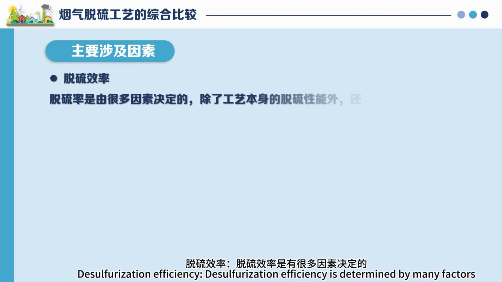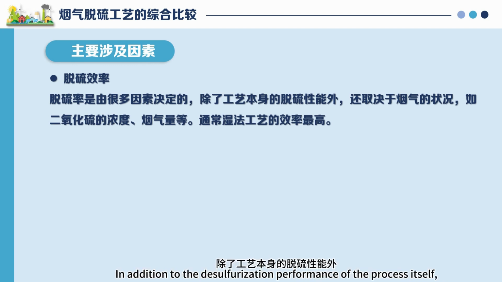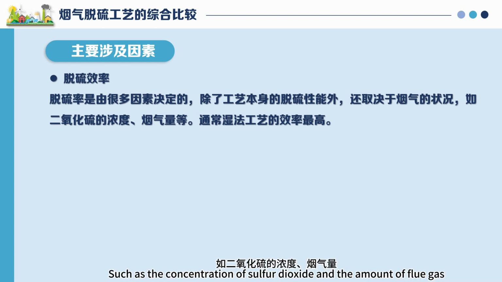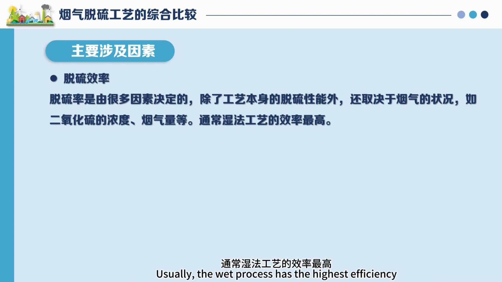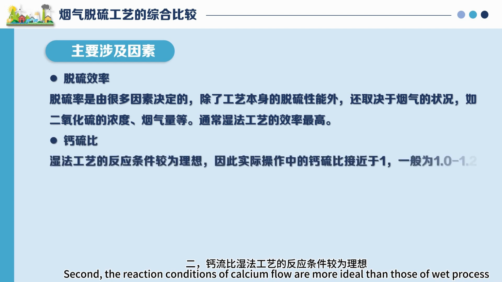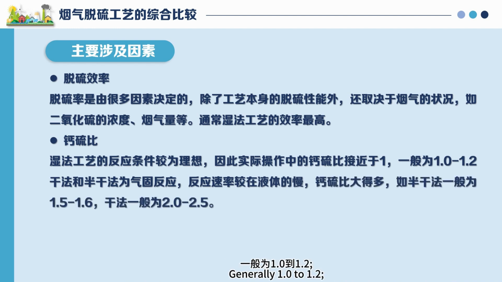First, desulfurization efficiency. Desulfurization efficiency is determined by many factors. In addition to the desulfurization performance of the process itself, it also depends on the condition of smoke, such as the concentration of sulfur dioxide and the amount of flue gas. Usually, the wet process has the highest efficiency. Second, the reaction conditions of calcium flow are more ideal than those of wet process. Therefore, the calcium flow ratio in actual operation is close to 1, generally 1.0 to 1.2.